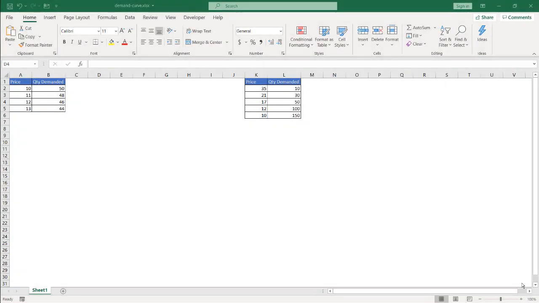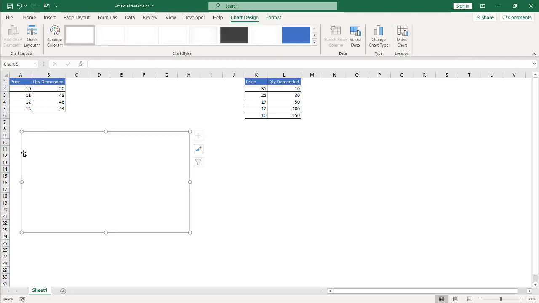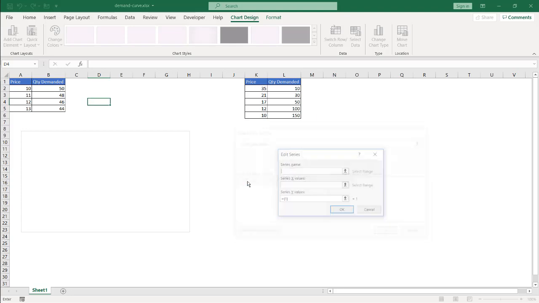So here I am back in the sheet. I've removed the charts, and we're going to chart this using a scatter chart. Let's just first do the linear demand curve. So I'm going to click outside of the table here, go to Insert, and under Charts, I'll put a scatter chart. And usually the convention here is to put the price on the vertical axis and quantity on the horizontal axis. So I'll go to Select Data and Add Entry.